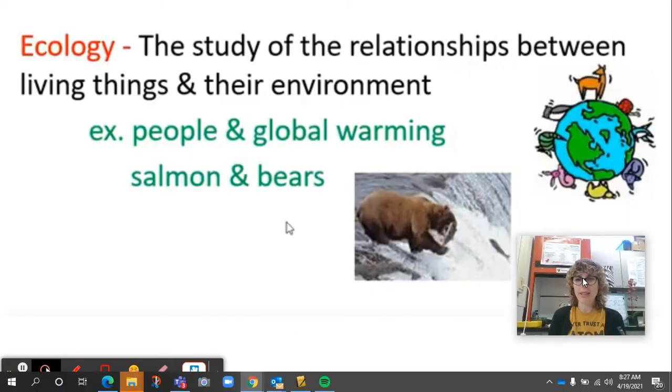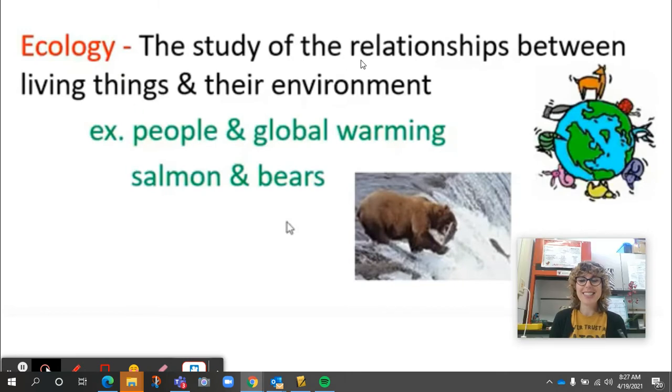So then let's talk about what ecology is. Ecology is the study of relationships between the living things and their environment. So we could go abiotic with biotic, right? Like people are biotic. But they are influencing and creating something called global warming, which is abiotic. We can also see, though, that biotic things interact with each other. A salmon is biotic and a bear is biotic, and they have a relationship with each other. Bears hunt salmon for food.